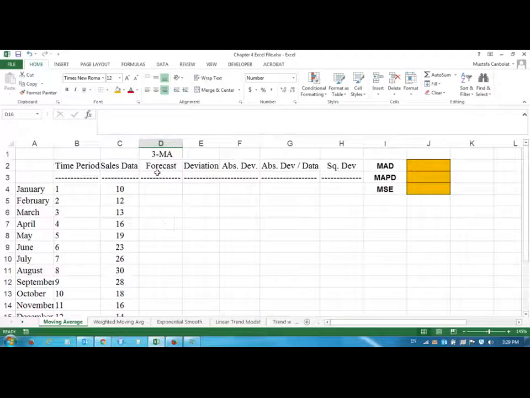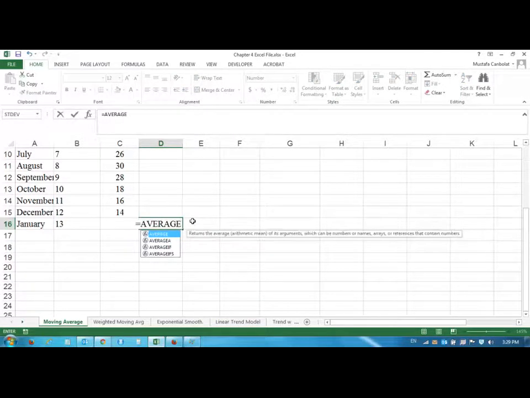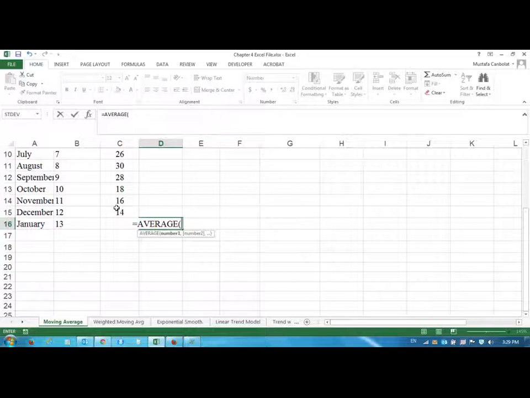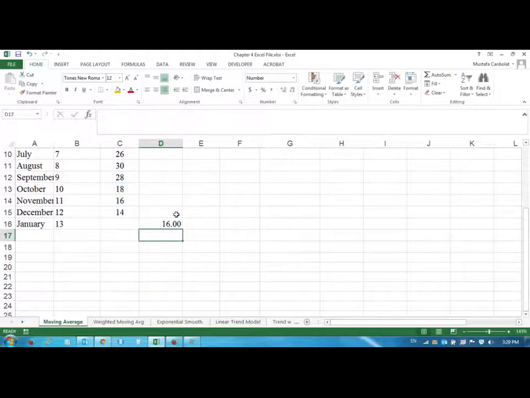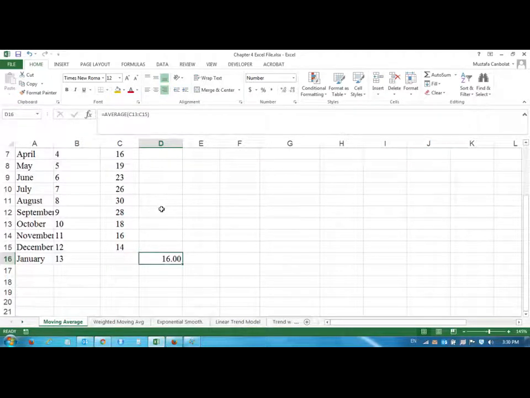Is this the best one? We don't know. We could just use 2, 4, 5, whatever it is, or 1, which is called the naive method. So if I take the 3-month moving average, I just need to take the average of the 3 periods here. And I can say that average of the 3 periods is 16. So I'm going to expect that in January, my sales would be 16 whatever units.